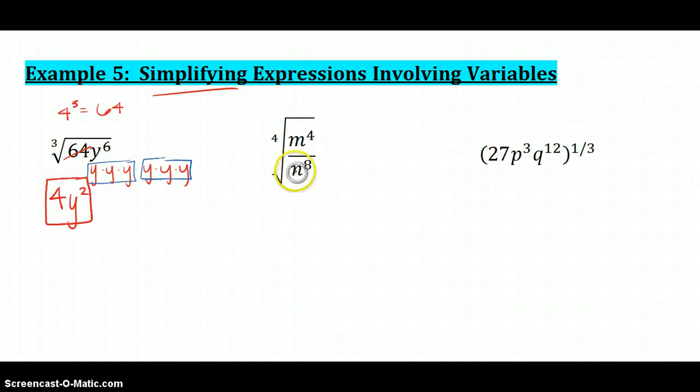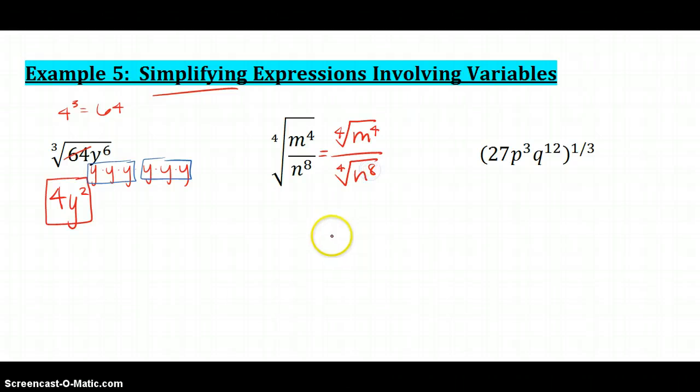So let's move on to the next one. So the variables asked how many groups of 3, or here it asks how many groups of 4. But with the constants, you're asking what number times itself 3 times will give you 64. A little bit different thinking. So our first step here is we're going to use our quotient rule that says we can break this up and write the 4th root of m to the 4th over the 4th root of n to the 8th.